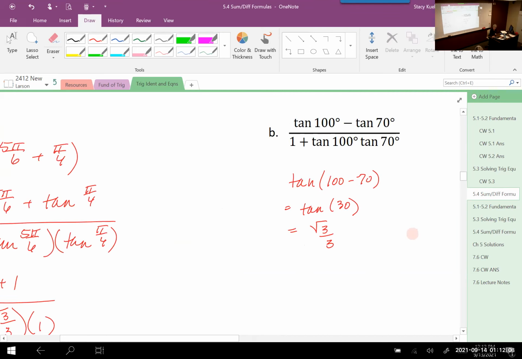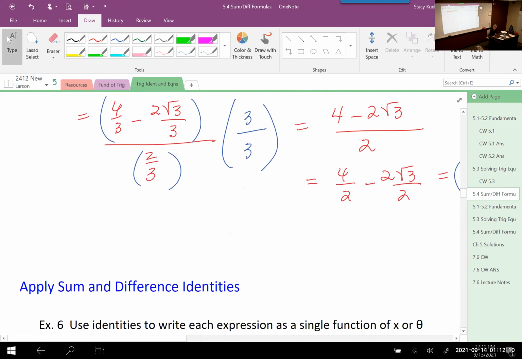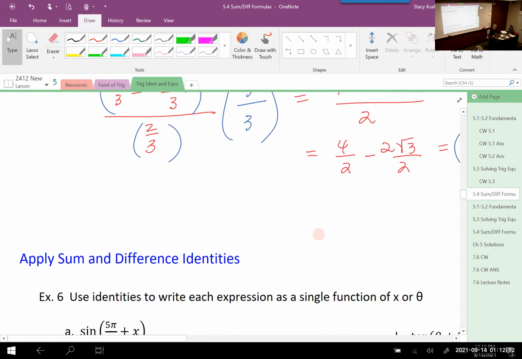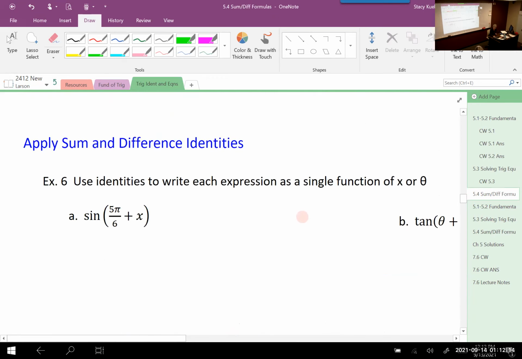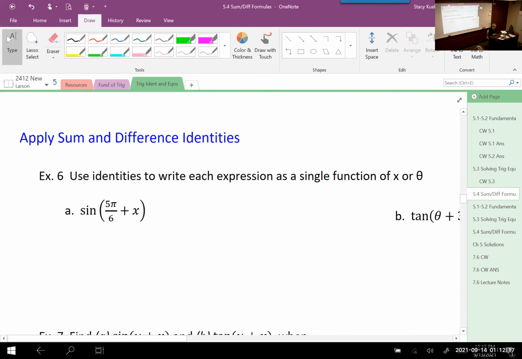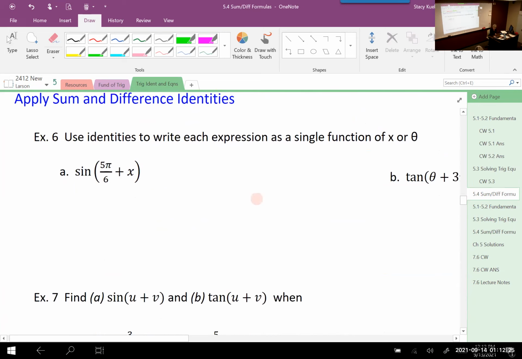Now let's go through some more. Wait, was that it? Yep, that was it. Remember, we were applying it to simplify it, right? I don't know what the tangent of 100 is, and I don't know what the tangent of 70 is, but I do know what the tangent of 30 is.